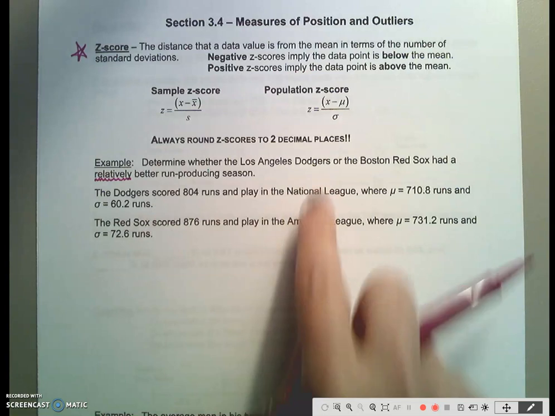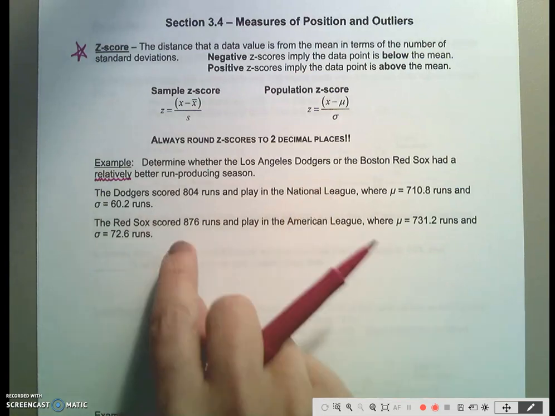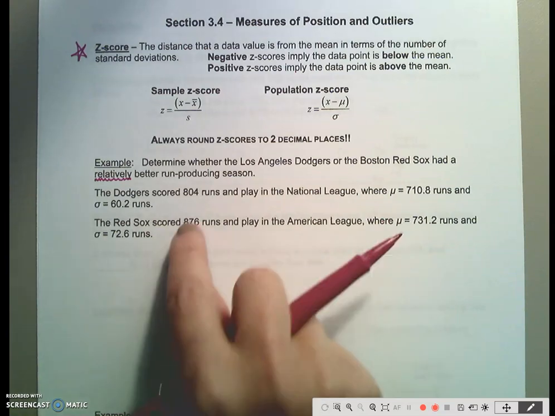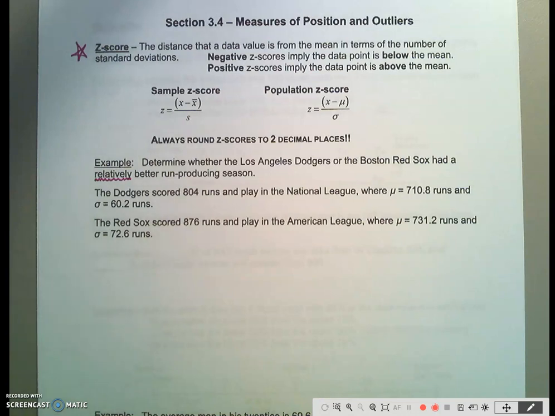Because these two teams are coming from different leagues, you can't just say, well, 876 is better than 804, done, right? That doesn't involve any statistics. That's comparing apples to oranges, and we can't do that because they come from different populations. We need to standardize so that we can compare them, so they need to be on the same scale, and that's what a z-score is going to do for us.